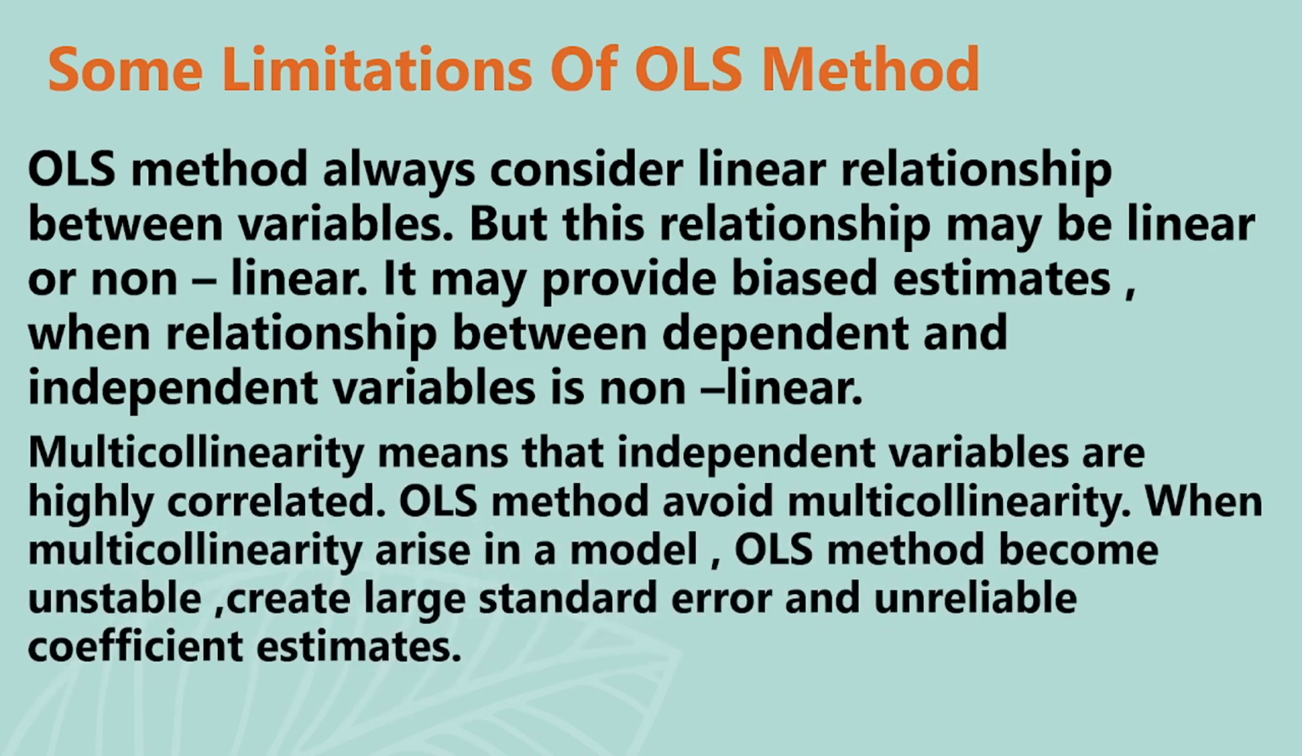Second limitation of OLS method is multicollinearity problems. Multicollinearity means that independent variables are highly correlated. OLS method avoids multicollinearity. When multicollinearity arises in a model, OLS method becomes unstable, creates large standard errors and unreliable coefficient estimates.